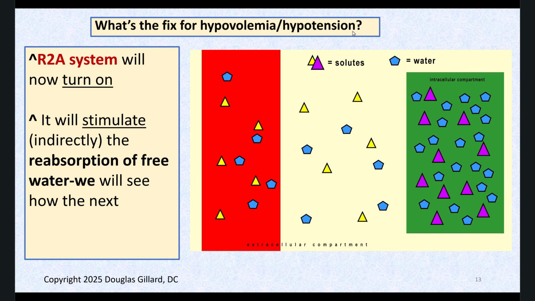What's the fix for the hypovolemia? We said the R2A system will turn on, and via aldosterone and ADH, it'll cause the reabsorption of free water, salt and free water. And we'll see how that works. That's where we're kind of going next. But that's the fix. Our R2A system will correct the hypovolemia by adding more water to the extracellular fluid.